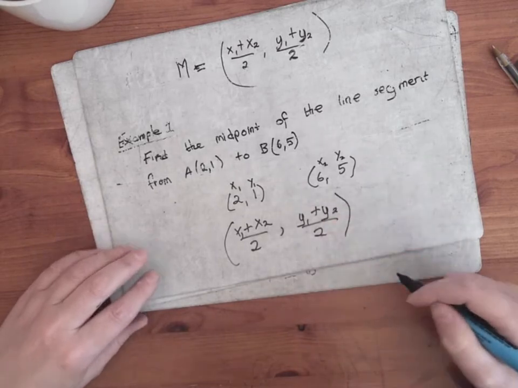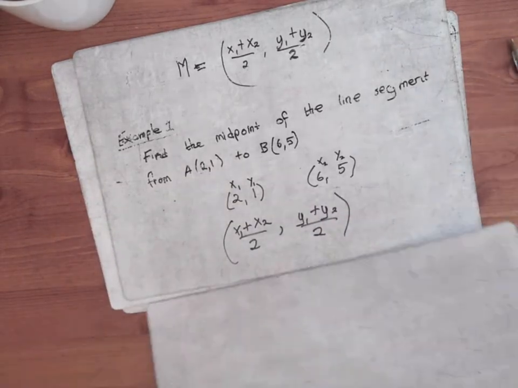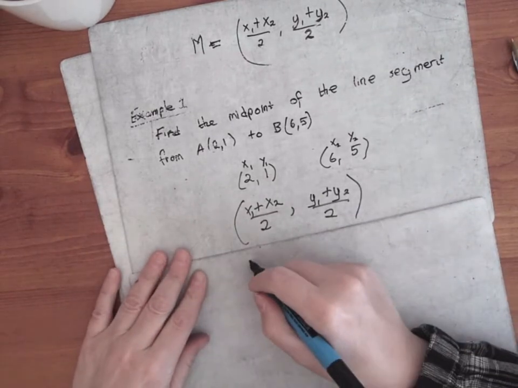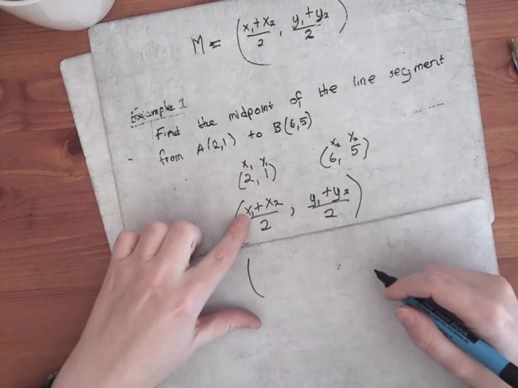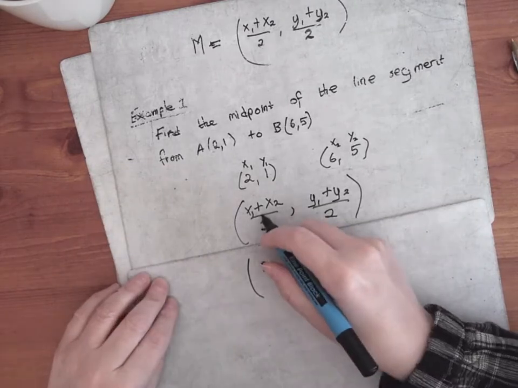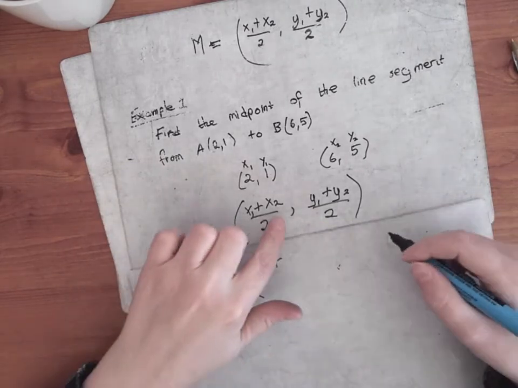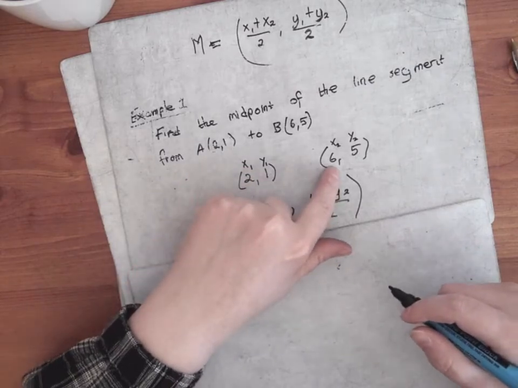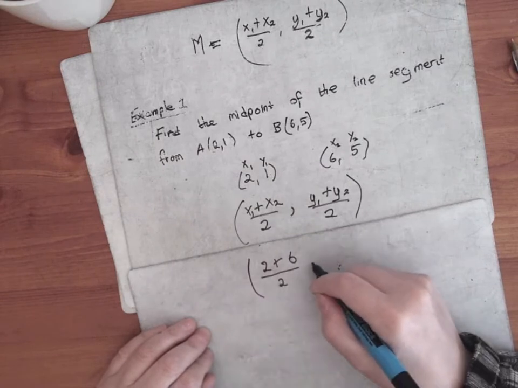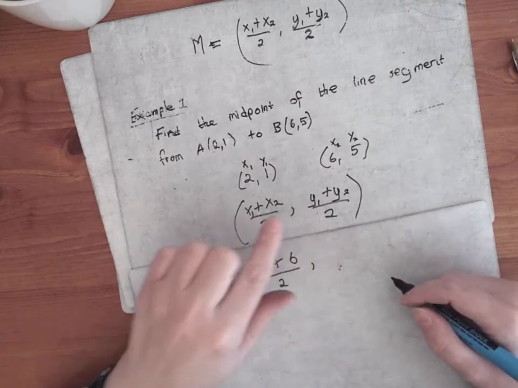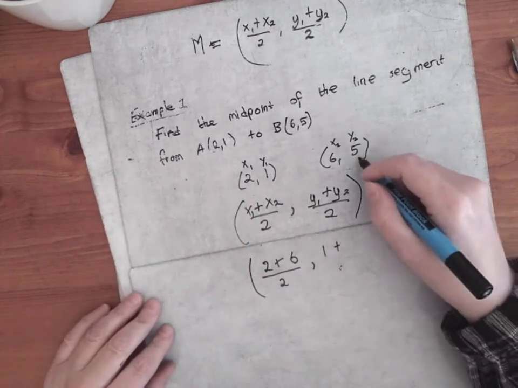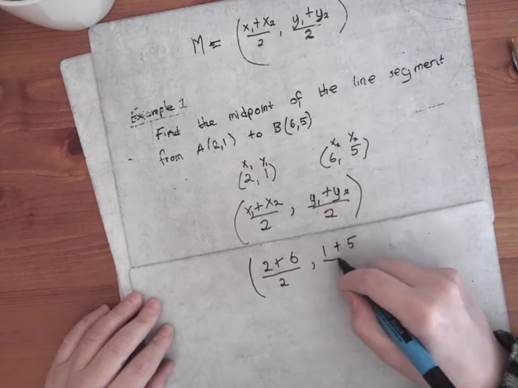Close bracket. Is that right? So then you fill in. I'm going to open my bracket. Now instead of x1, I'm going to write the number 2. Then I'm going to write a plus sign. Instead of x2, I'm going to write the number 6, and I'm going to put that all over 2. And then I'm going to put a comma. The next one is y1, so instead of y1, I'm going to write the number 1. Instead of y2, I'm going to write the number 5, and I'm going to put all that over 2.